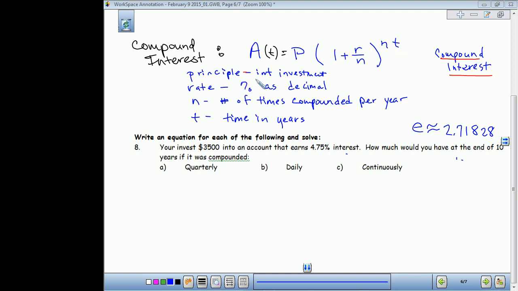Okay? So P, our principal, is our initial investment. R, our rate. We change that percentage and we write it as a decimal. N represents the number of times it's compounded per year. So annually would be 1, semi-annually would be 2, monthly would be 12, daily would be 365, that kind of thing. And T represents time in years.